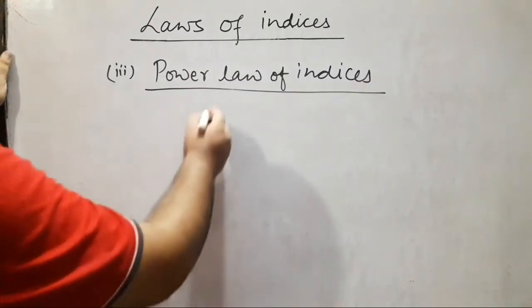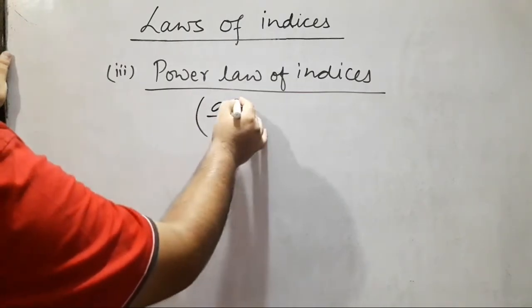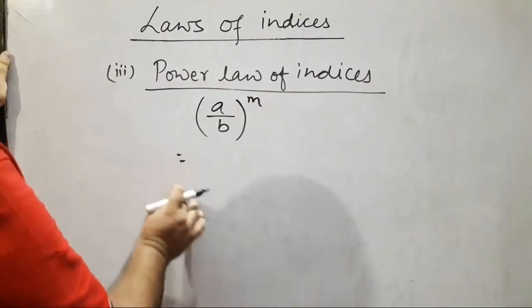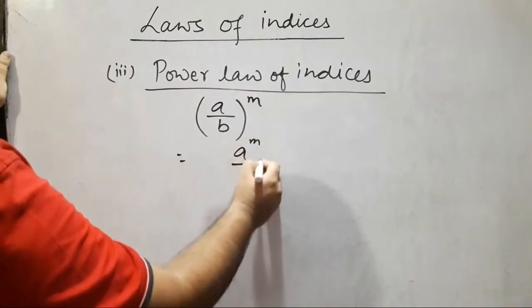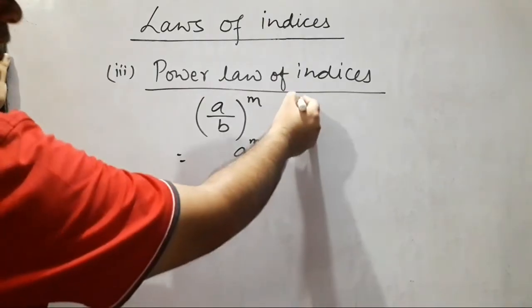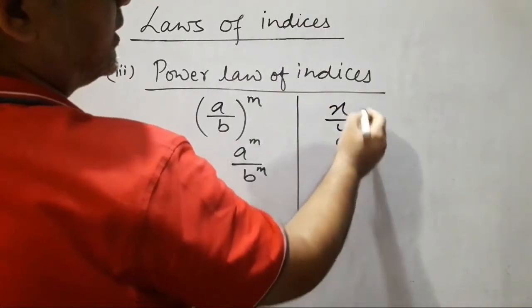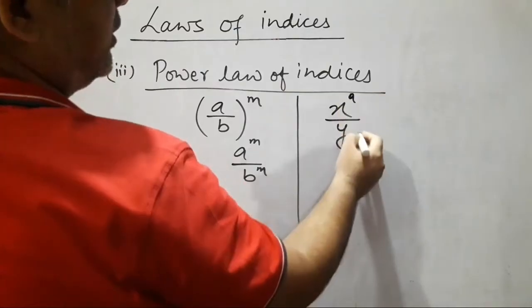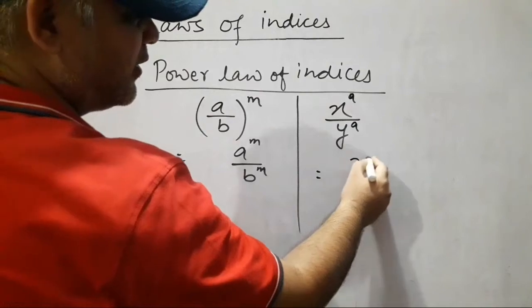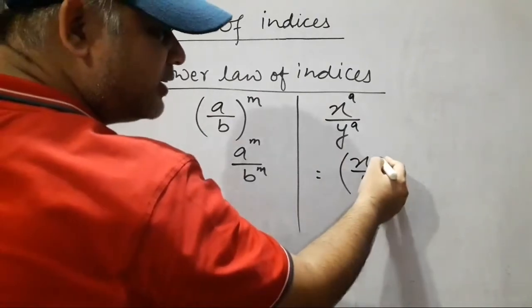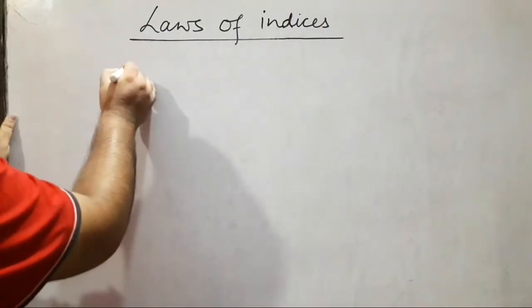In the same way, if two bases are there and they are divided, and if they are under the same power, and if they want to become separate, both the bases shall take the power. Similarly, if two different bases have got the same power, power a, it also has got the power a. And if they want to stay under the same bracket, then they can stay inside the same bracket with the common power a.